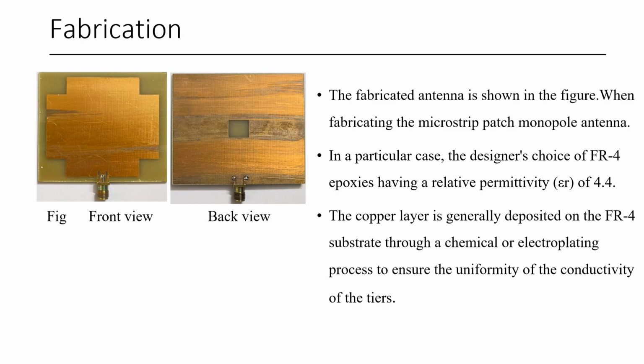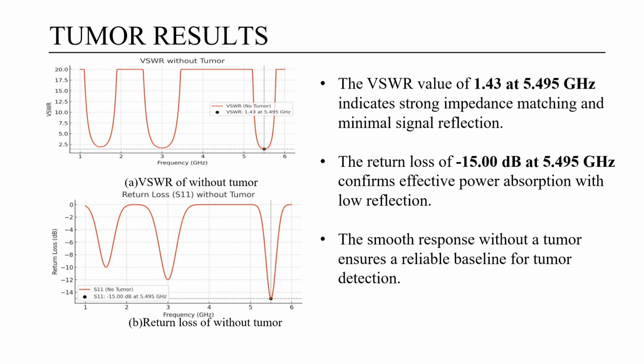The copper is generally deposited on the FR4 substrate through a chemical electroplating process to ensure the uniformity of the conducting layers. The feed line and patch, which are parallel, were designed by etching the copper layer using photolithography methods or CNC milling to attain exact dimensions. The tumor results are shown on the screen.